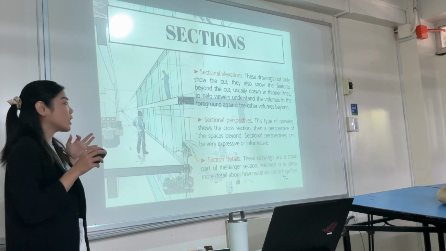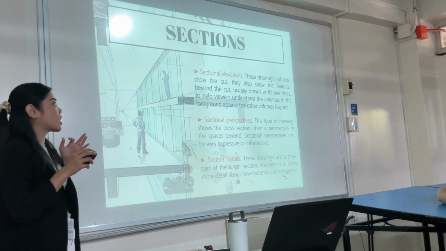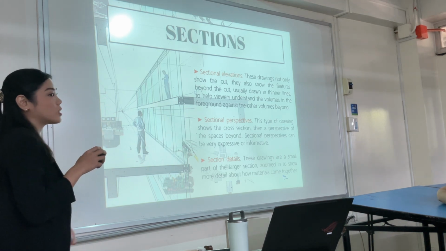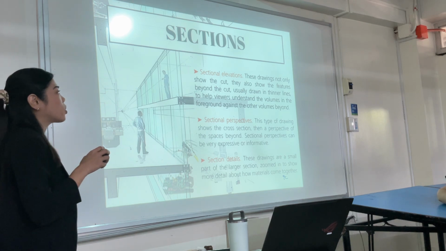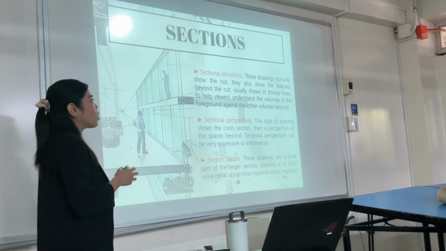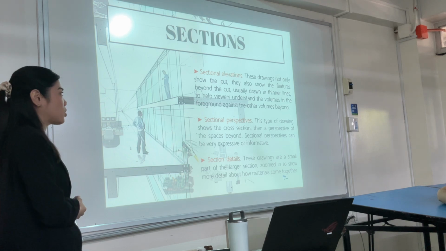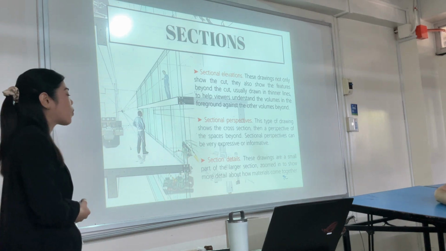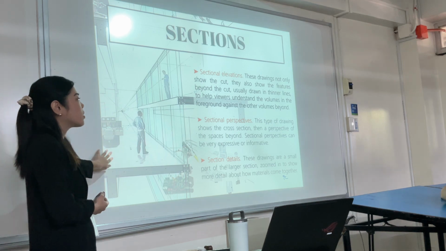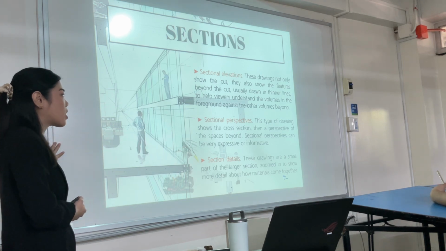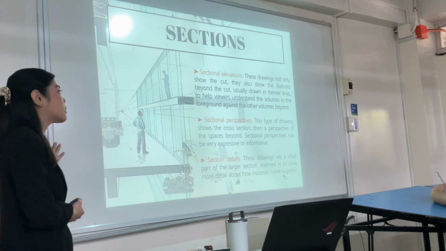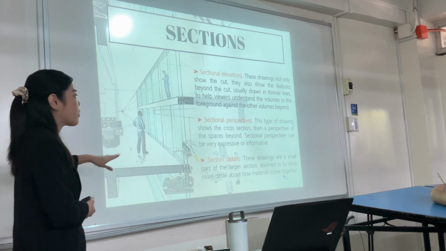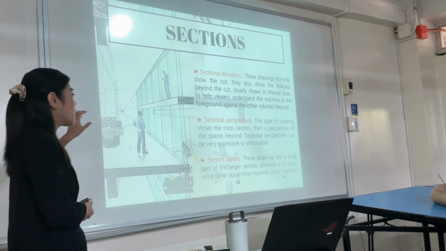So you have three types of sections. You have sectional elevation. So this is what we are doing. These drawings not only show the cut, but they also show the features beyond the cut, usually drawn in thinner lines to help the viewers understand the volumes in the foreground against the other volumes beyond. And you also have sectional perspective. So ito yung example. This type of drawing shows the cross-section, then a perspective of the spaces beyond. Sectional perspectives can be very expressive and more informative.